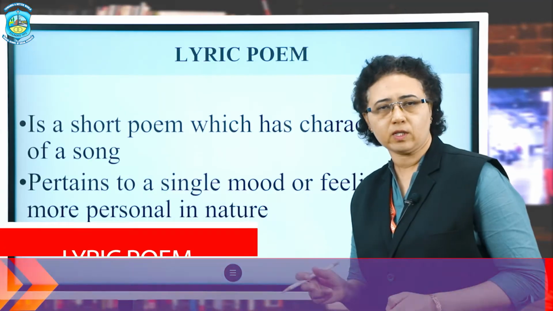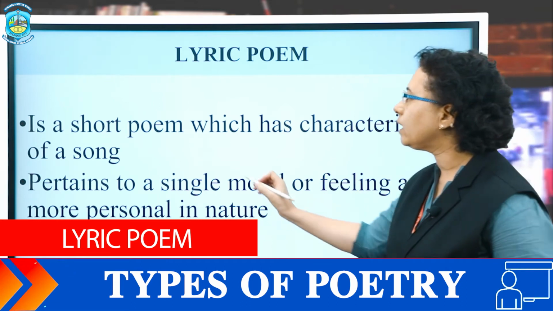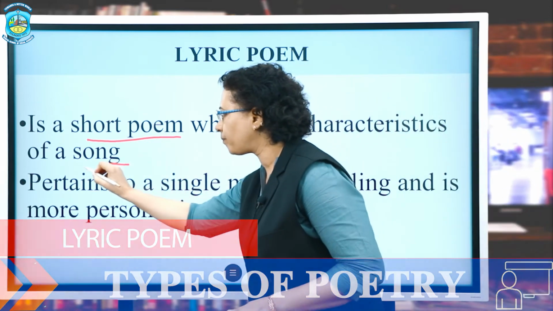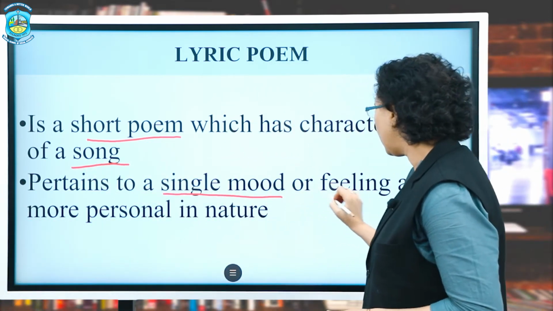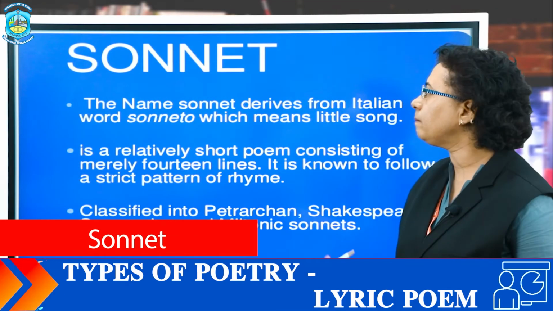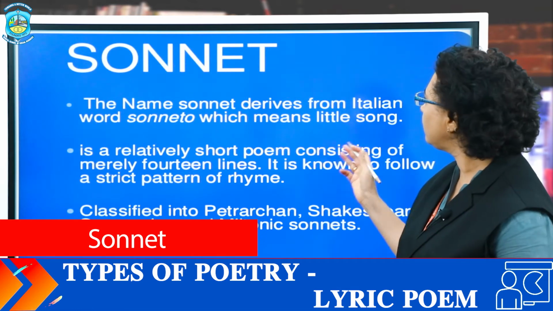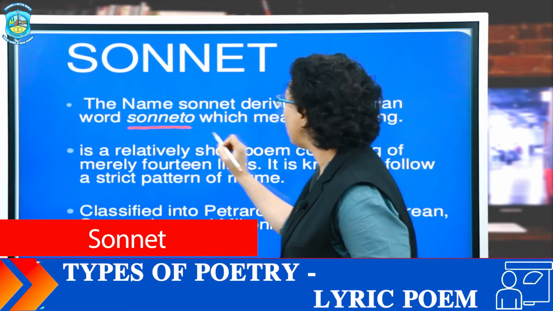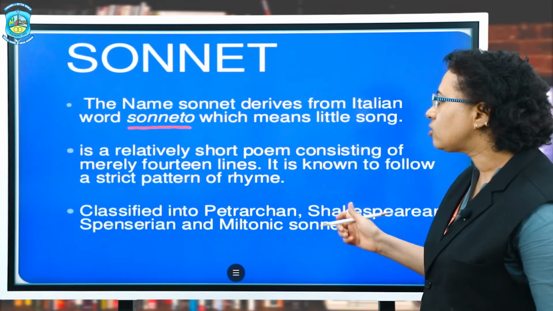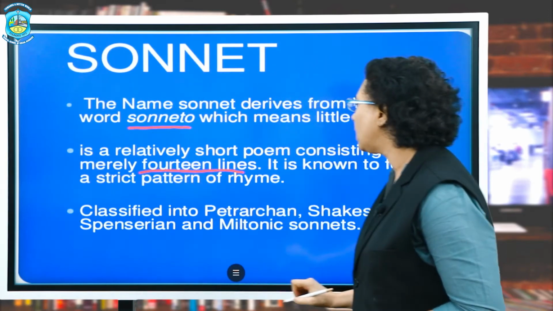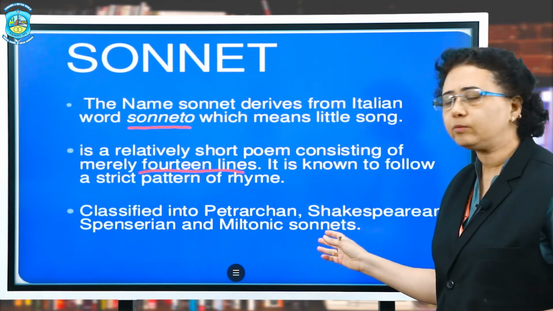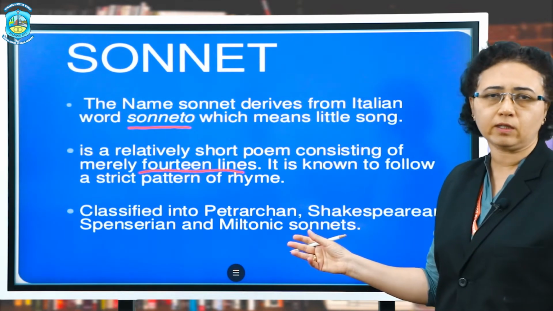To begin with, the first type, the lyrical poems. They are short poems which have the characteristics of a song. They pertain to a single mood and feelings and sometimes are more personal in nature. The first type of lyrical are sonnets. The name sonnet is derived from the Italian word sonetto, which means little song. It is relatively a short poem and consists of merely 14 lines, but it has a strict pattern of rhythm. Then it's classified into Petrarchan, Shakespearean, Spenserian, and even Miltonic.